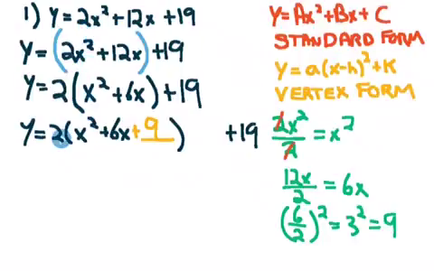We factored out a 2. So really, we're not adding 9 when we put a 9 in here. We're actually adding a 2 times 9. Okay, a 2 times 9. So 2 times 9, that's 18. So really we need to subtract 18 out here to make sure that this stays a balanced equation.